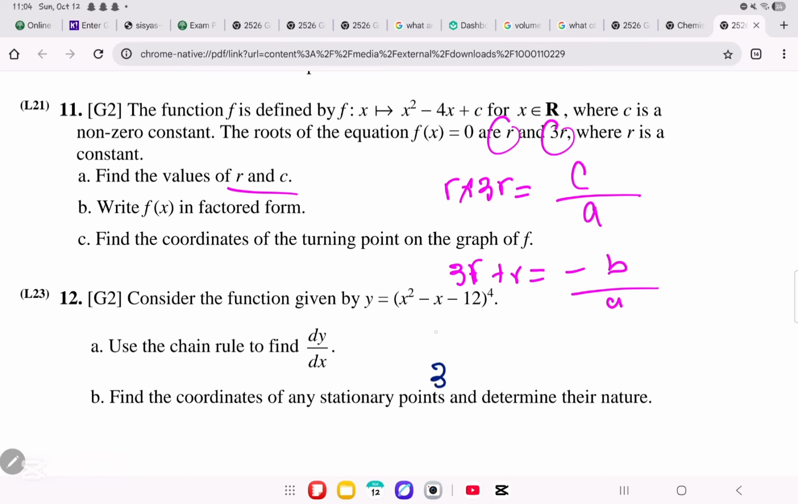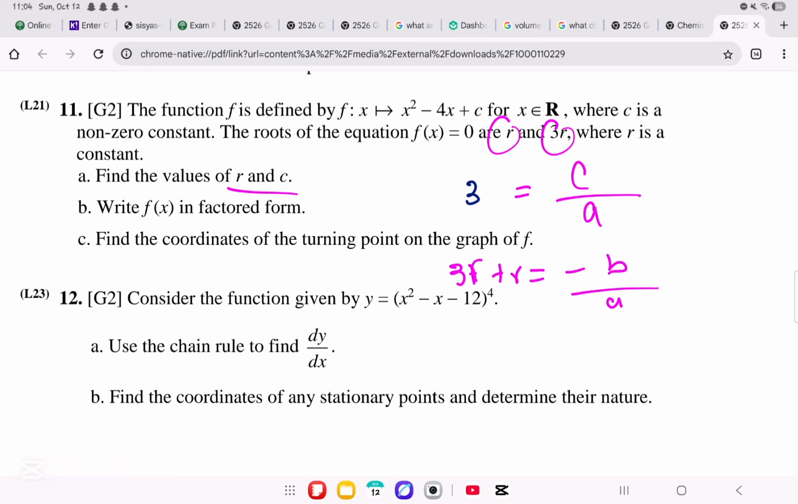So it's 4r is equal to minus b over a. So that's going to be 4 over a. That means a is 1 as well. That means r is equal to what? R is equal to 1. So because r is equal to 1, we'll just replace it by 1. That means it's going to be 1 times 3 times 1, which is basically 3.